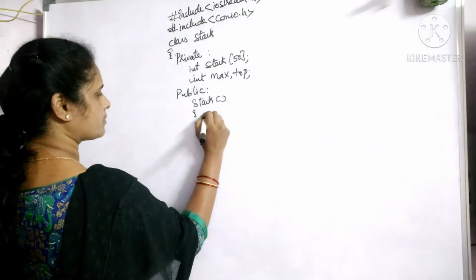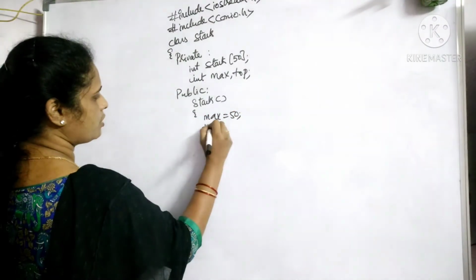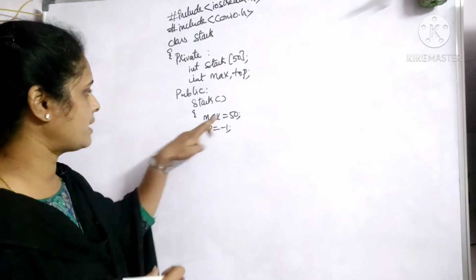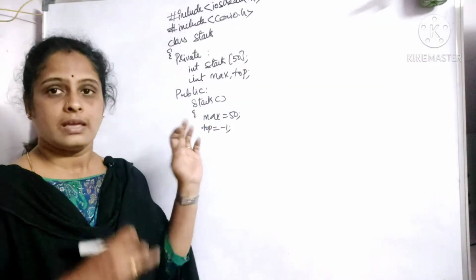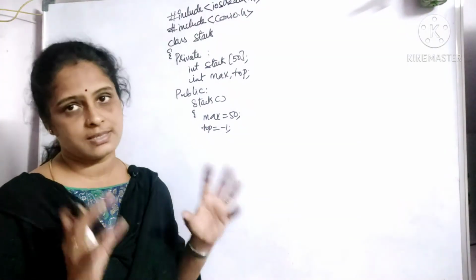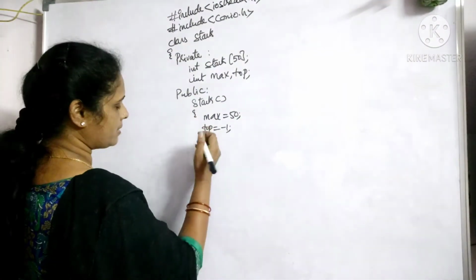So max is equal to 50 and top is equal to -1. The initial values, the maximum value of max is 50, and because it is a newly created one, the top will be at -1 because it is an empty stack as of now. Okay. Then let us write the methods of it.